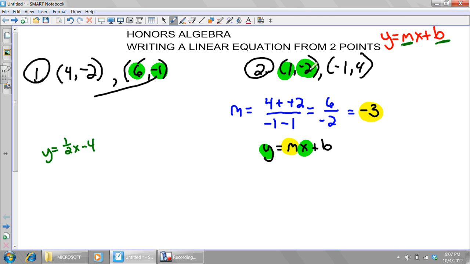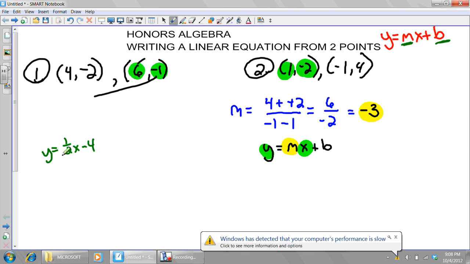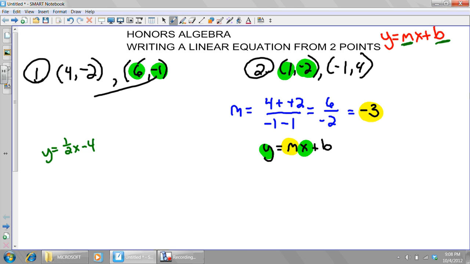Now, some of you are probably wondering, could I have used the other point? Of course I could. How do I know which point to pick? It usually doesn't matter. There can be some situations, like the first one where you're taking 1/2 of whatever x is, and if one of the points doesn't have x as an even number, then I wouldn't want to do that because I have to work with a decimal or a fraction, but I can still get it right. So it doesn't really matter which one I pick.